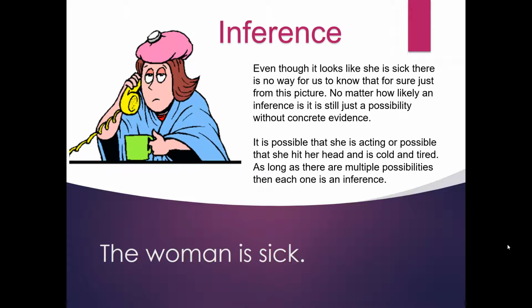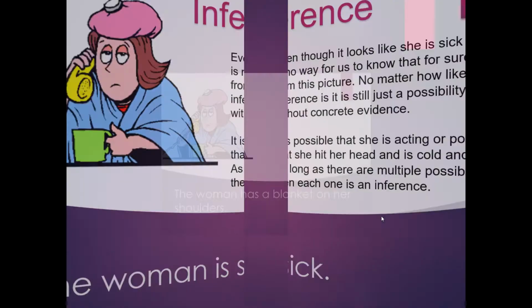And here's why. It could be possible she could be acting, or she might have hit her head. Like I said, she might have hit her head. Who knows what happened, right? Maybe she's just cold, has a headache, is tired. There's just too many possibilities that this could be, and each one of those is an inference. We cannot prove that the woman is sick. So that statement based off of this picture is an inference.